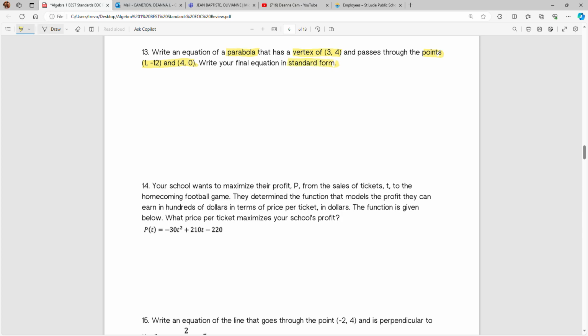So our keyword parabola here is telling us that our graph is going to look like a U or an N. Oh, what's going on with my pen? Let's see. Oh, sorry. Let me clear that out. Parabola is telling us that our graph is going to look like a U or an N. So that is a quadratic function.